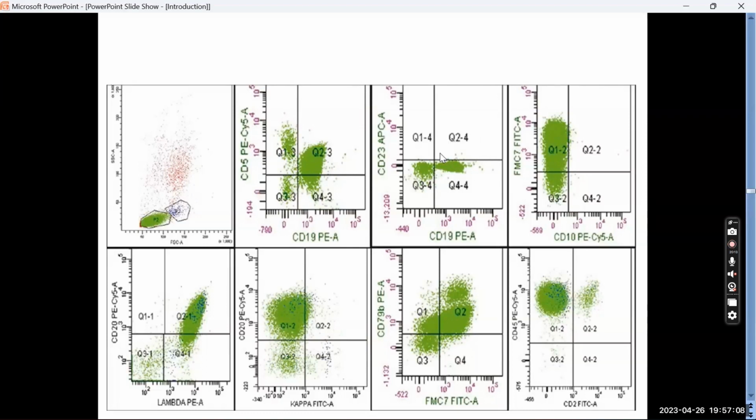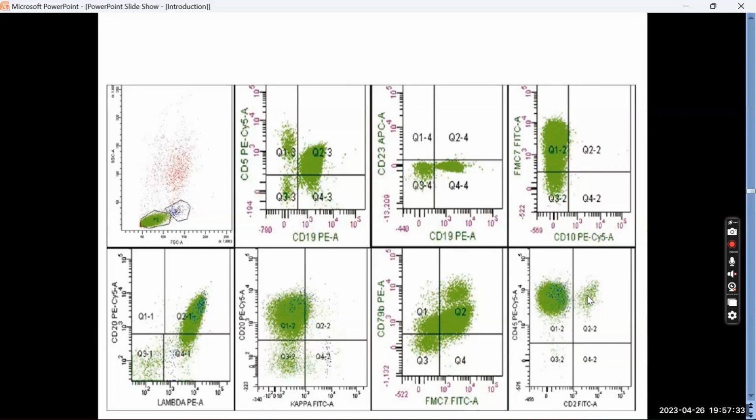It is negative for CD23. It is positive for FMC7 in a variable or heterogeneous fashion. It is positive for CD20, okay, and it is FMC7 positive. It is kappa negative, lambda positive, and it is CD45 bright. That is, it is falling along with the lymphocytes.